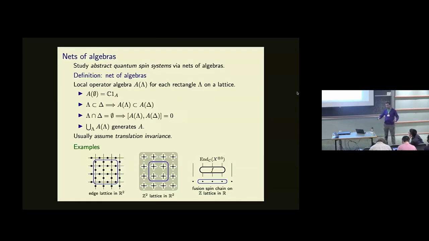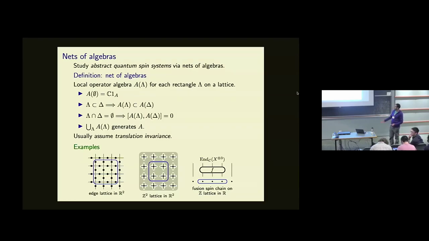If I have an inclusion of two regions, I have an inclusion of operator algebras. Just think about these as the local observables. If I have disjoint regions, then those operators should commute. Now, I'm not saying it's a tensor product decomposition. I'm just saying that those operators commute. And finally, everything is inside this A. All these local algebras live inside some big thing called the quasi-local algebra. That's this A. And we're going to say all our local operators generate this quasi-local algebra. And usually I'm going to assume some kind of translation invariance. So this is our object of study. It's an abstract quantum spin system. It's called a net of algebras.